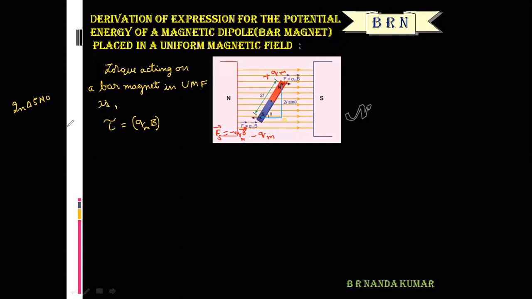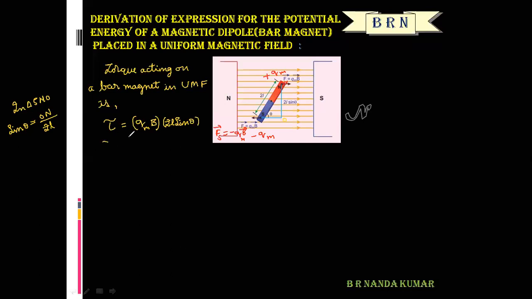Sine theta is equal to perpendicular divided by hypotenuse. SN is the distance from south pole to north pole, that is the magnetic length, whose value is 2l. Sine theta is perpendicular divided by hypotenuse. The perpendicular is ON, the hypotenuse is 2l. So the perpendicular ON is 2l sine theta. The perpendicular distance between the two forces is 2l sine theta.